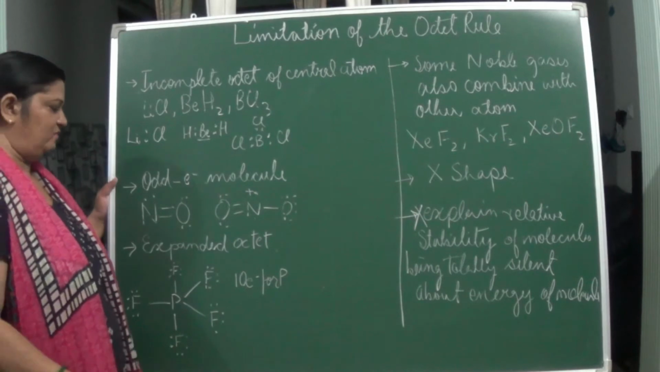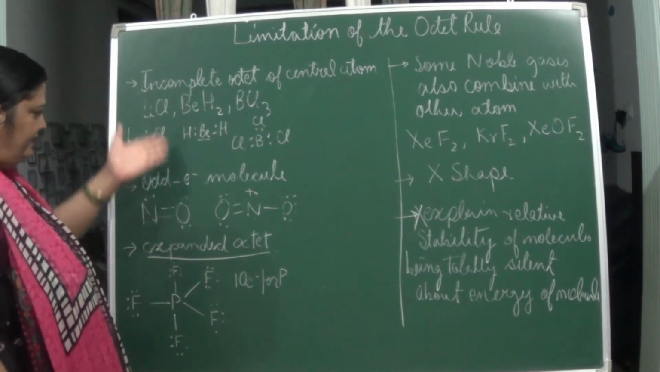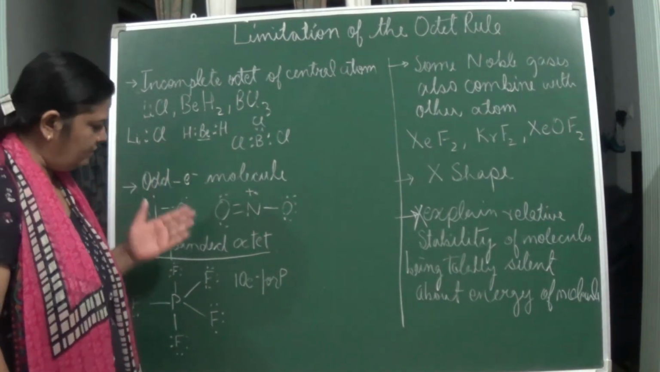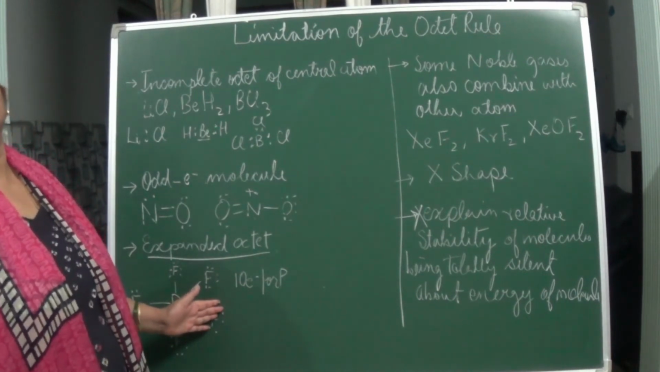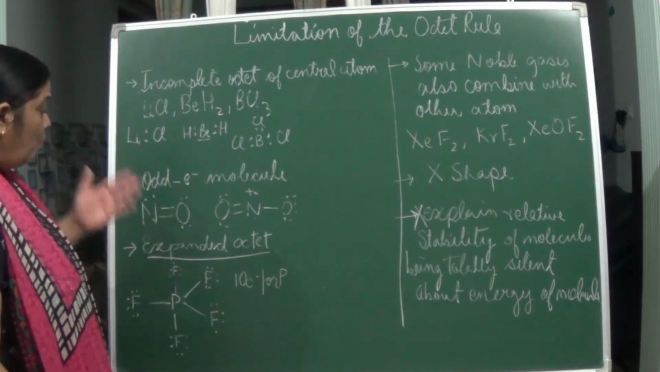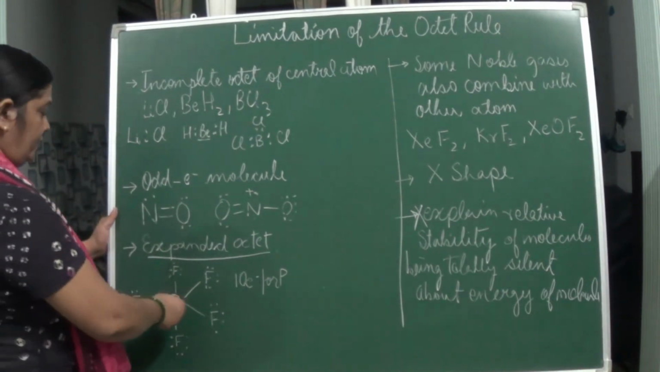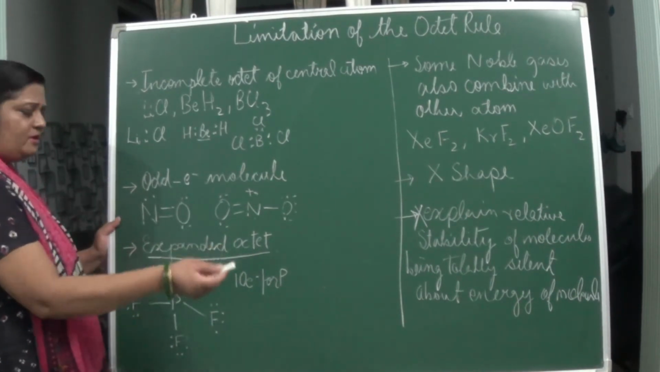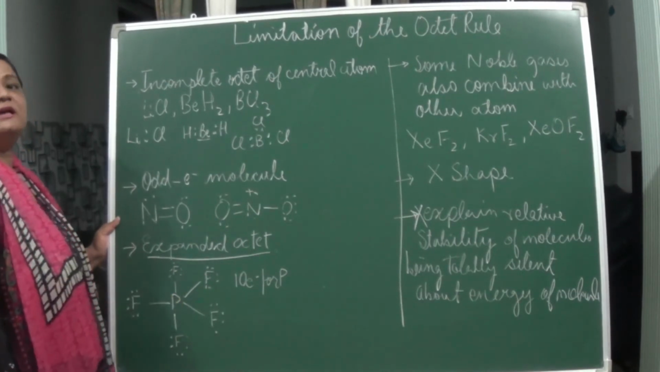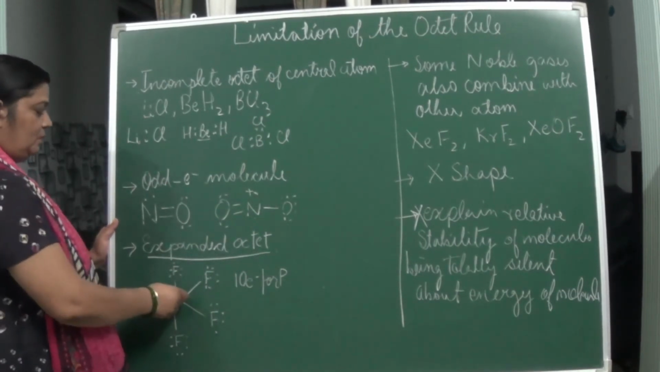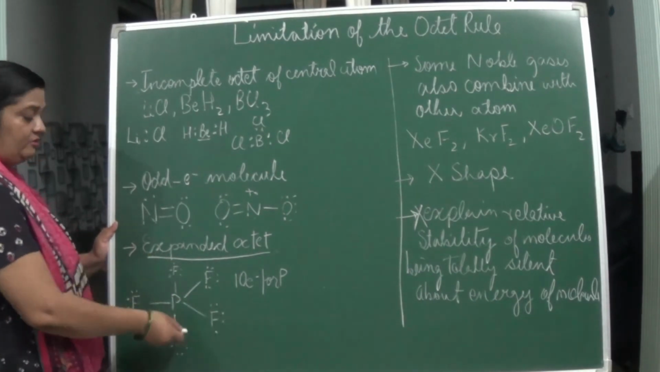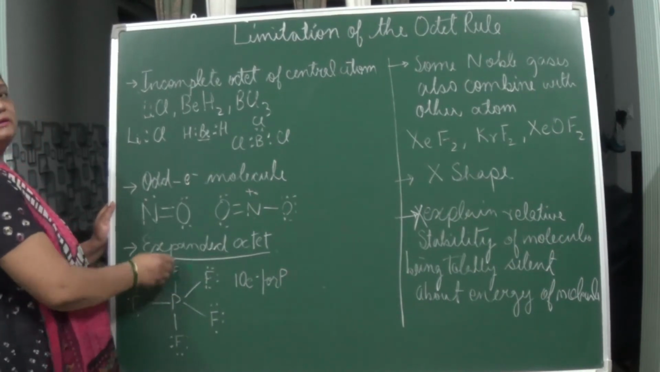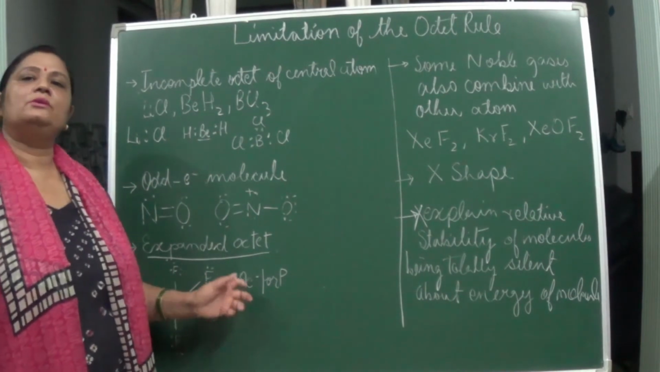Now, expanded octet. What is this expanded octet? Here we see there is insufficiency of electrons to follow the octet rule, but more than 8 electrons are present in the valence shell. You can see here PF5. I have shown you the structure over here. After forming the bond, this phosphorus has 10 electrons. Initially it had 5, combining with 5 atoms of fluorine, it is 1, 2, 3, 4, 5, 6, 7, 8, 9, 10. So the octet rule is not followed.